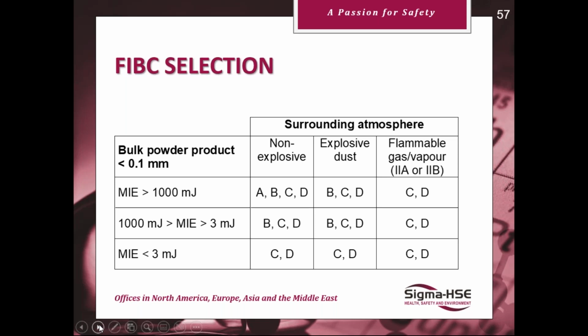So 1,000 millijoules down to 3 millijoules, non-explosive, we use B, C, and D, same as explosive, and we've got the same arrangement for C and D for all the FIBC selections for gases in 2A or 2B. Less than 3 millijoules, for both non-explosive and explosive, drop down to the use of C and D only.